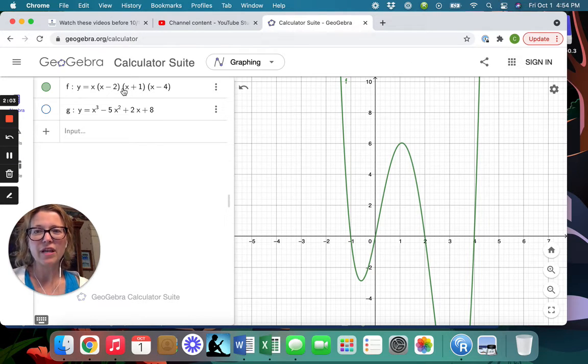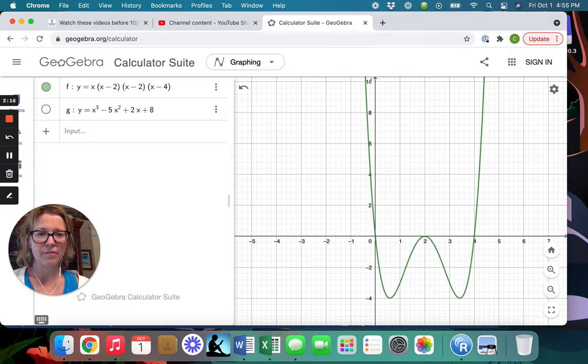What if I had 2 of the same factor? So instead of an x plus 1, what if this was another x minus 2? There were 2 of them. Do you see how I have an x-intercept at 2, but instead of it passing through the x-axis, it bounces off? What if I had 3 of them?